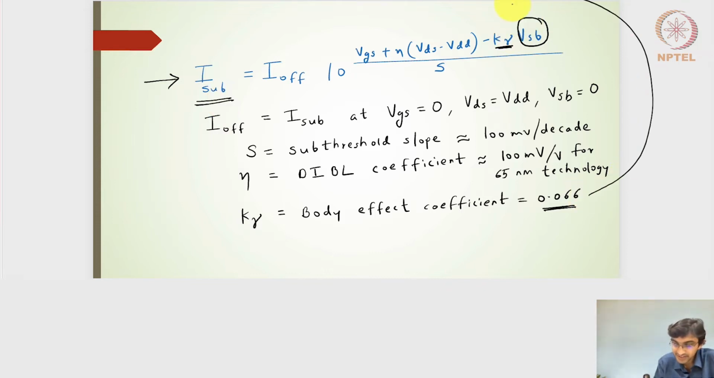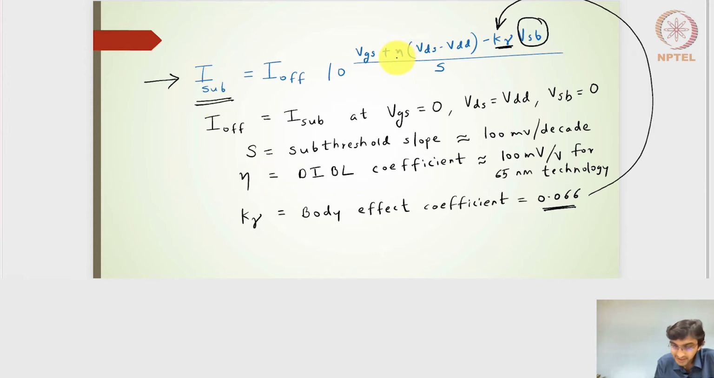This particular K gamma effect has been incorporated directly into the subthreshold leakage current. So instead of going by an increase in the VSB leading to an increase in the VT, and then putting that threshold voltage component here, we have directly accommodated K gamma into VSB in the subthreshold leakage current.